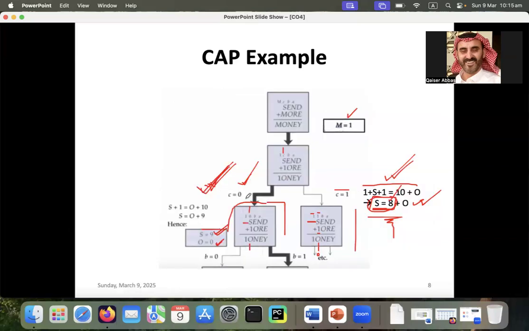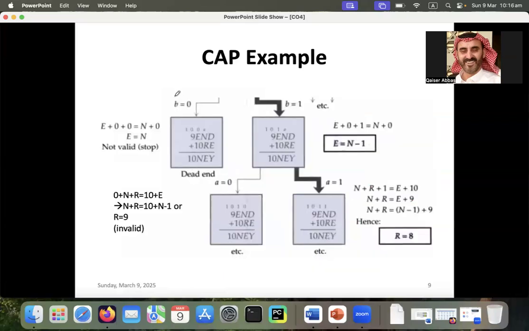Now, what is the possibility? This step is done. Now you have to think about this carry B. This carry B can be 0 or 1. So after this node, I have these two options, B is equal to 0 and B is equal to 1, which is displayed here.